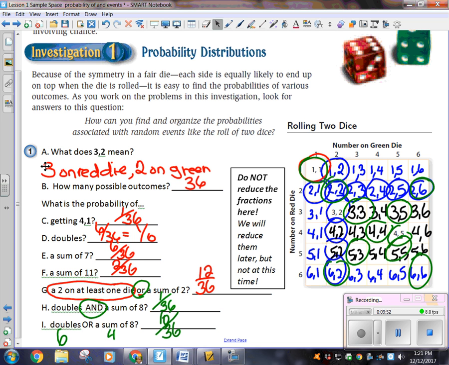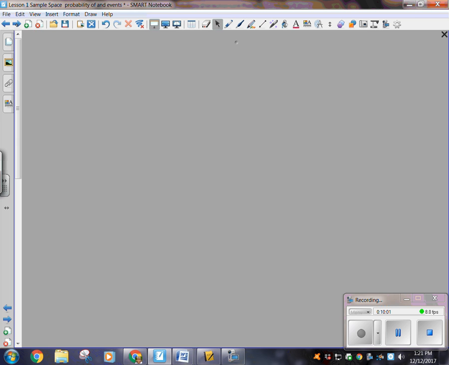So as soon as that word or came in, I actually increased the number of chances. Does everybody feel pretty good about that? It's just about thinking it through. All right, let's do something else.